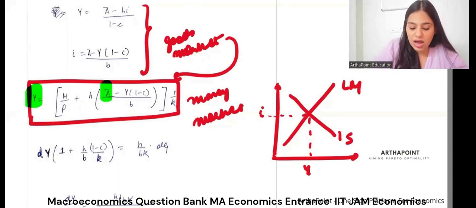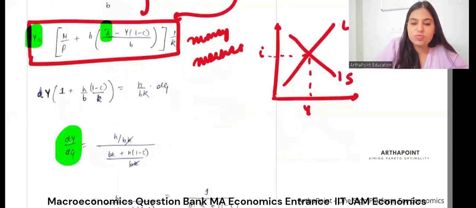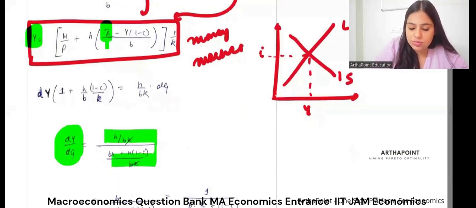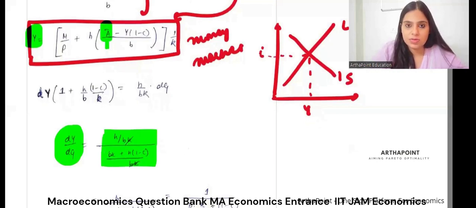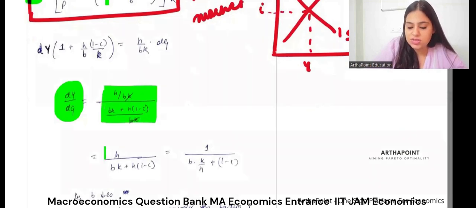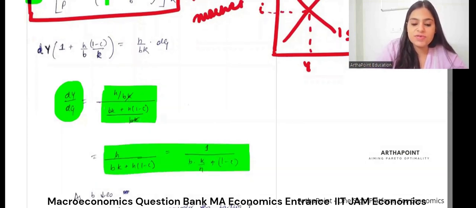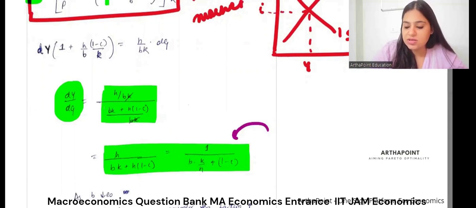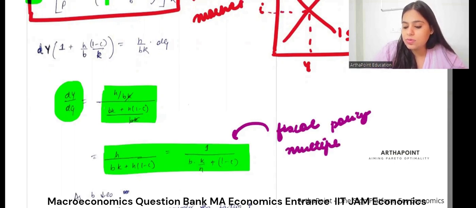So now I'm asking how Y will change when G will change, which means how Y will change when A bar will change. So I will differentiate Y with respect to G or A bar, and I will get this equation. It's called the fiscal policy multiplier. We have done this in class. You should remember the value, in fact, by now. This is the fiscal policy multiplier in the presence of the LM curve.